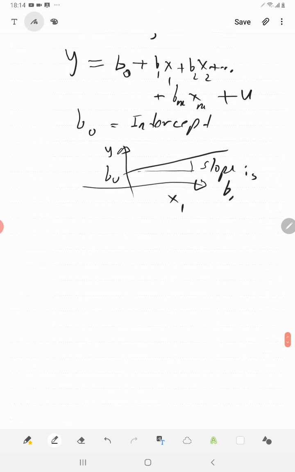We can put this in a matrix form. Y equals X times b plus u. What is this X? Just another variable.